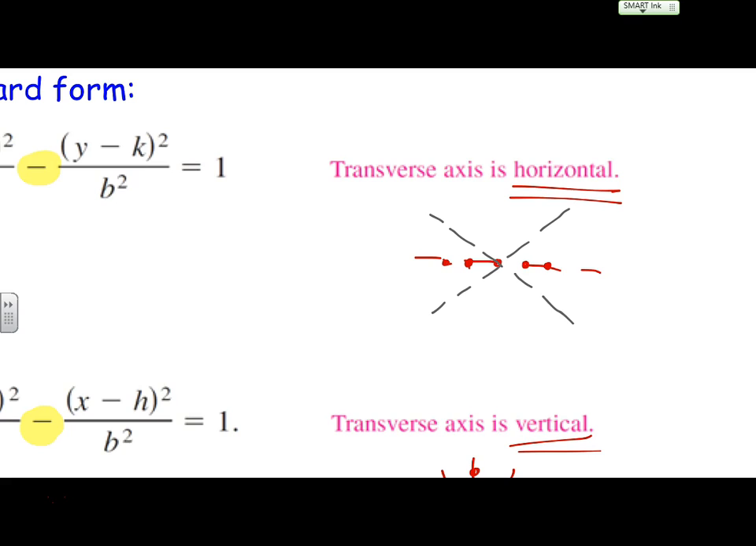Now, check it out. You don't actually see the asymptotes in the figure itself. If we were to graph these on a graphing calculator, they wouldn't be there. But the branches of the hyperbola follow them. See it? The branches of the hyperbola follow them.